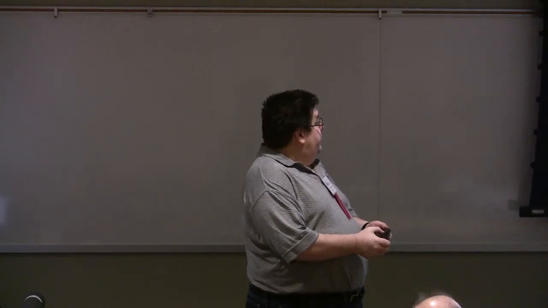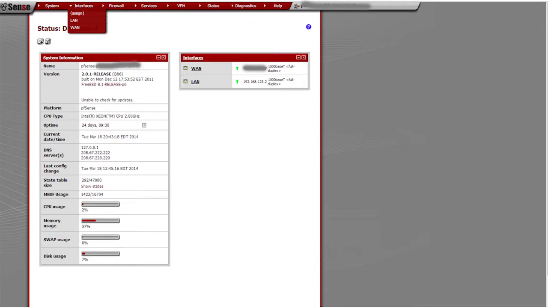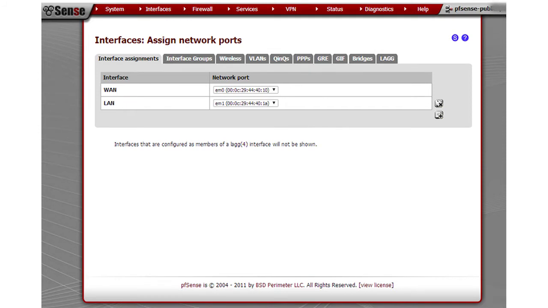What you do when you start up pfSense is you come in and assign your network interfaces. I've got one assigned for the WAN, which is the wide area network, not wireless area network. This is just like your router at home, your Linksys router, something like that. We've got a WAN, which is EM0, and we've got the LAN, which is EM1.